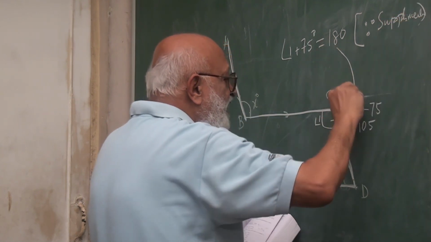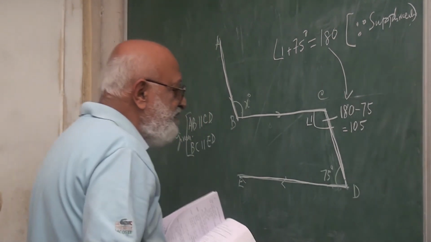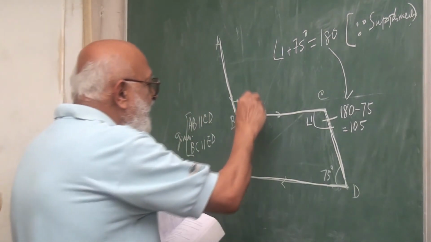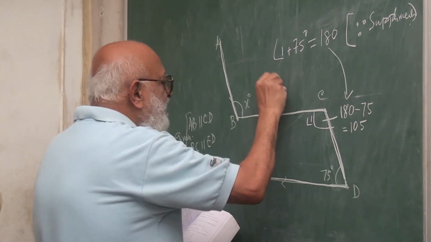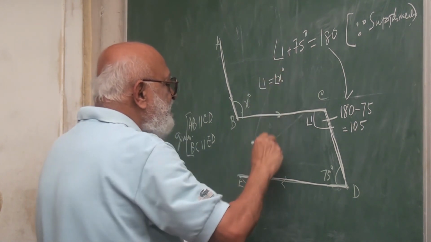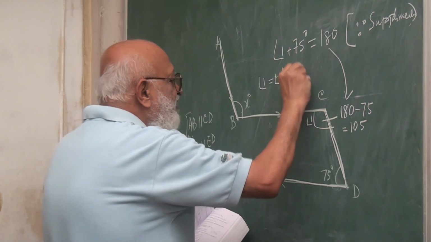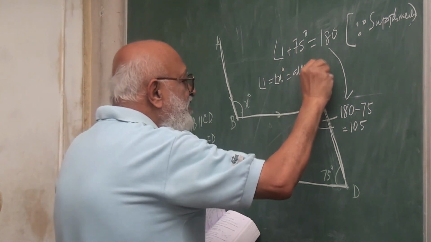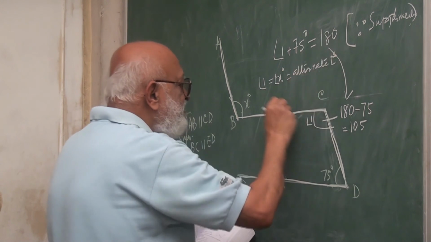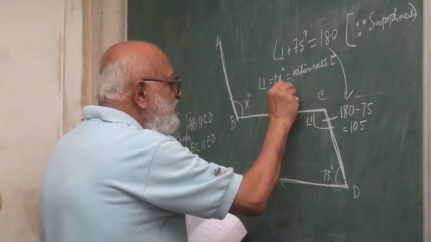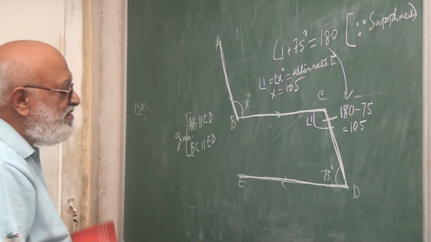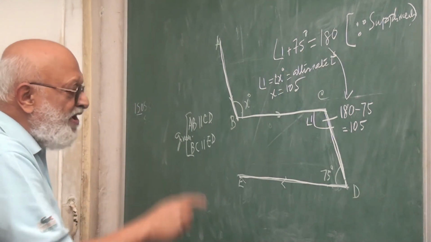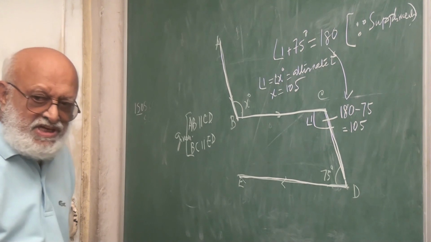So from there I have come down to here. This gives you this one. Again angle 1 is equal to angle x because they are alternate angles. So x is equal to 105. Okay, done? So before drawing it, do not get confused.